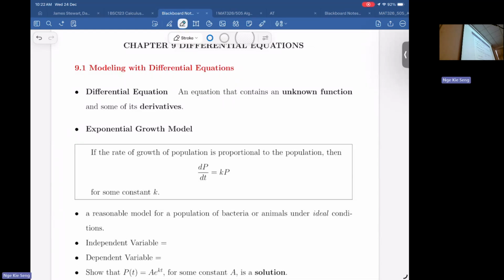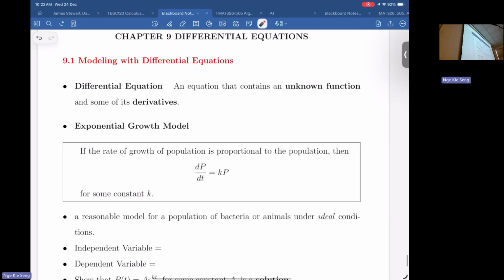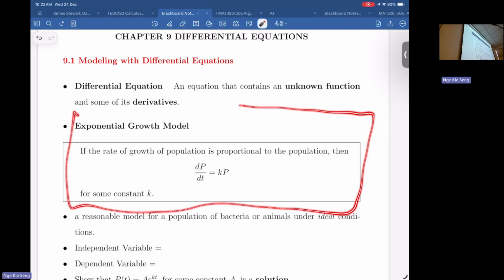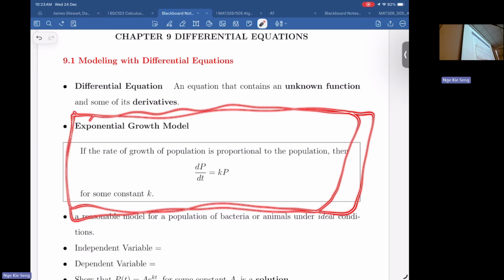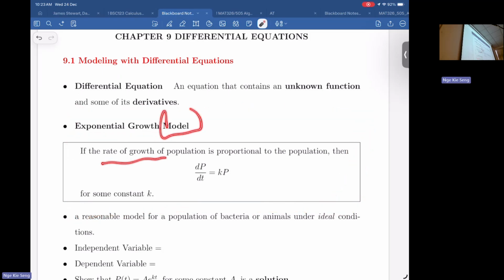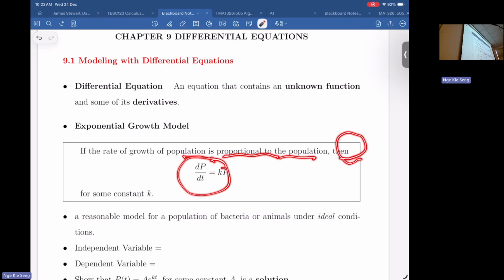What is a differential equation? An equation that contains an unknown function and some of its derivatives. The first model you will see is called the exponential growth model. If the rate of growth of a population is proportional to its population, then we can write it like this, where k is a constant, dP/dt equals k times P.